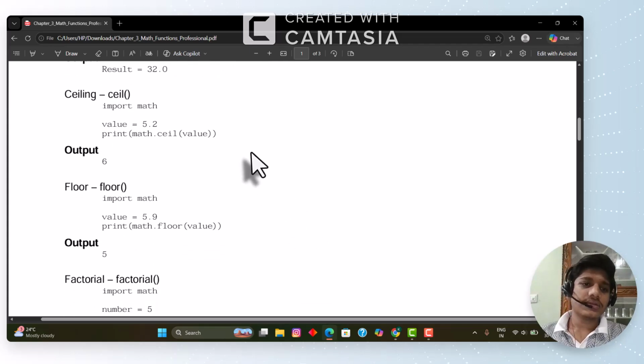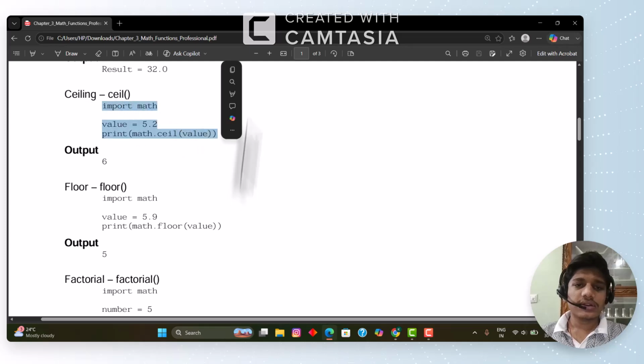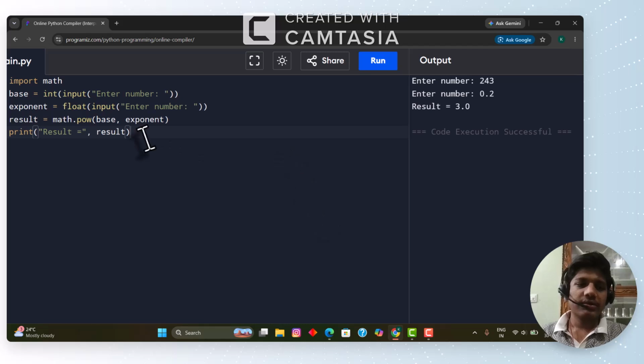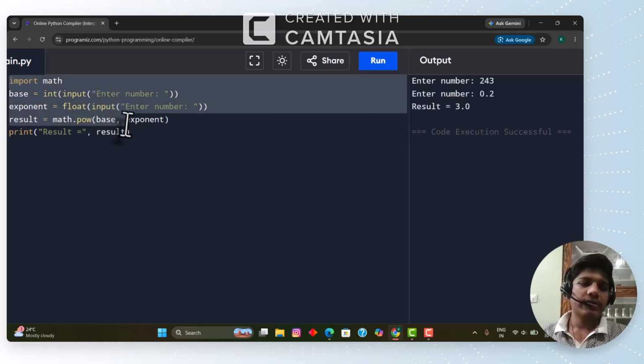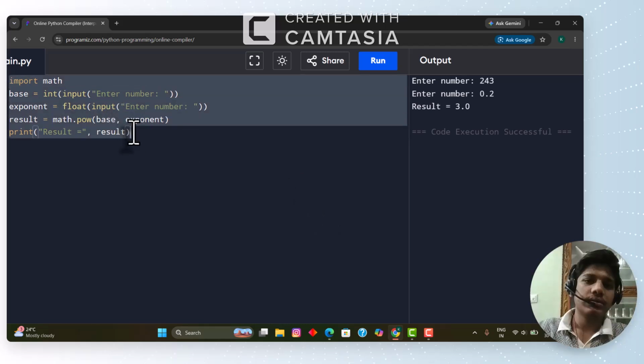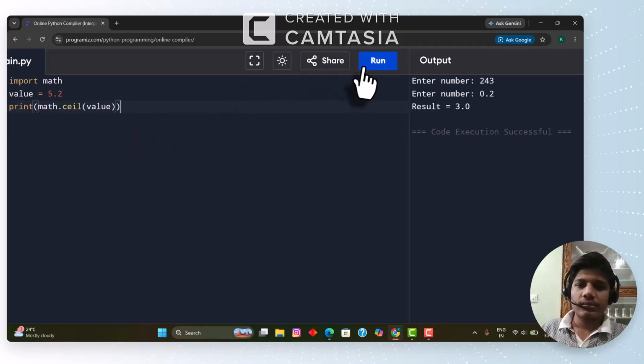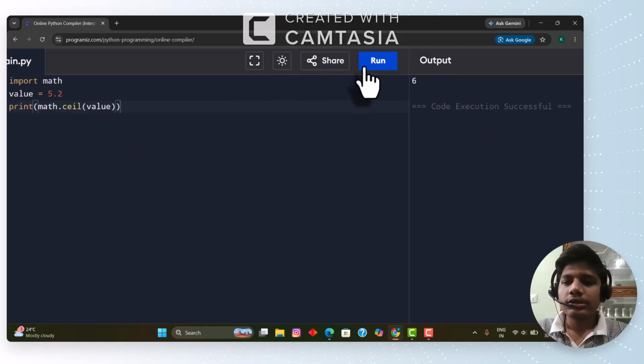And after that, ceil. We already discussed this thing. So one example is enough for that. So ceil, I already did on this.